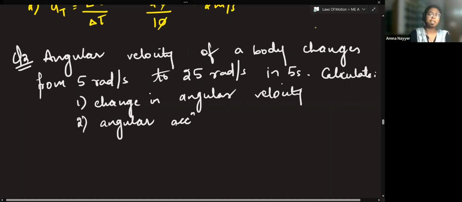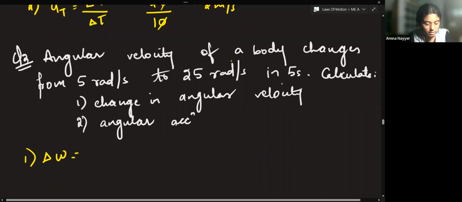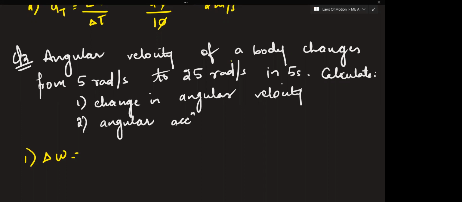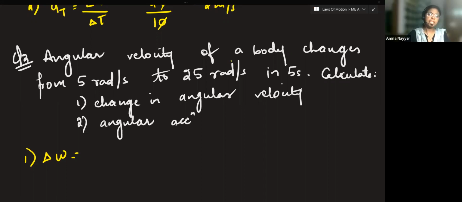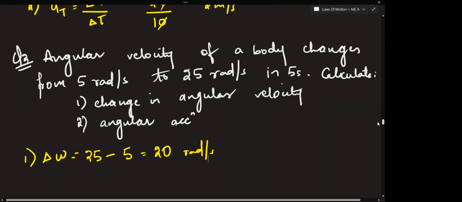So initial angular velocity is 5 radian per second. Final angular velocity is 25 radian per second. Tariq, can you answer this? What is the change in angular velocity? Abdullah, can you answer? Initial velocity is 5, final is 25. What is the change? 20, ma'am. It will be 20 only. 25 minus 5 will give you 20 radian per second. So Tariq, there was nothing to solve in this. This was just the change that has to be asked. Understood?